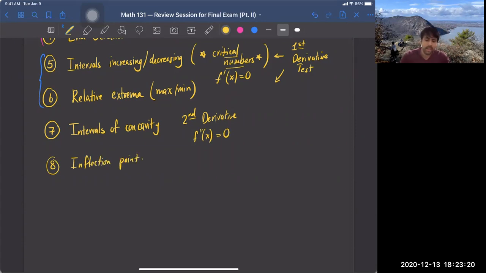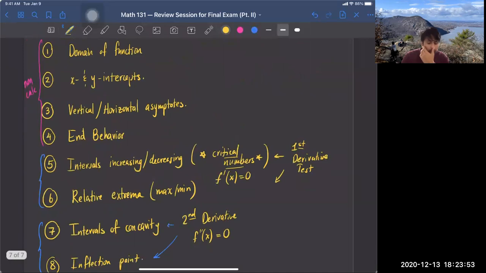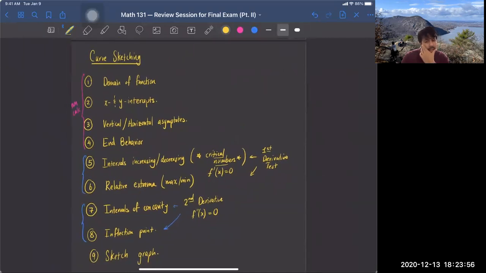Once we have that, these are also tied together. The first derivative test gives increasing, decreasing, and relative max. The second derivative test gives intervals of concavity, concave up and concave down, which is also connected to the relative extrema, but particularly with the inflection point. Once you have all of that, you can sketch the graph using all these points. And that's it. So that's all of the points for that.